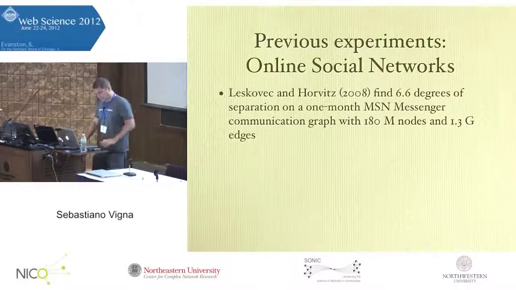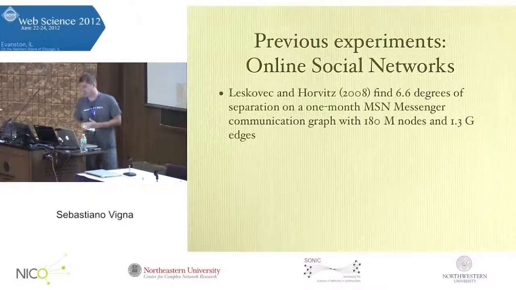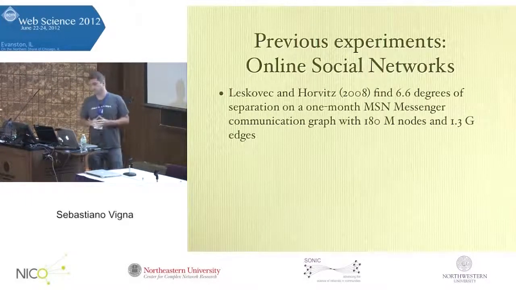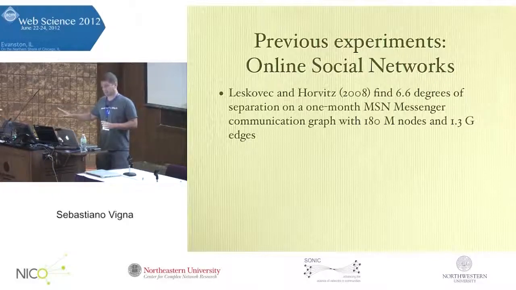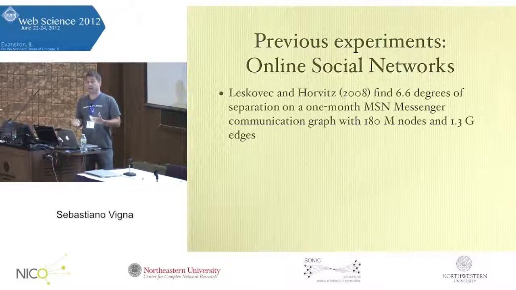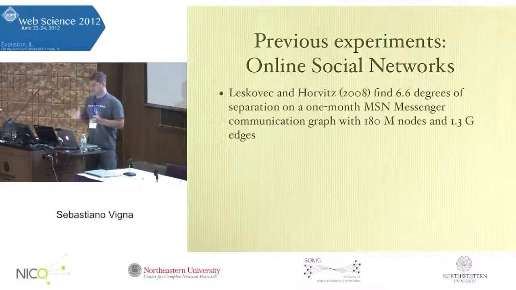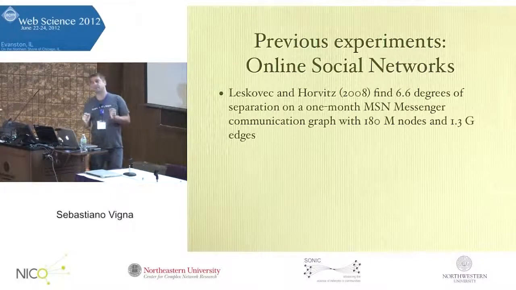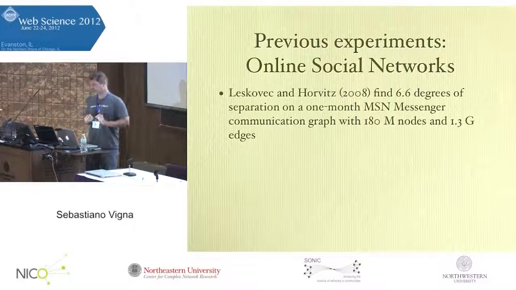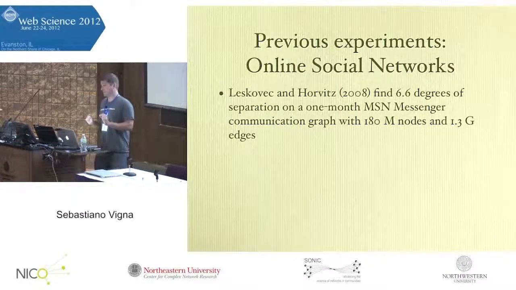Okay. Of course, we are not the first people doing this on social networks. Leskovec and Horvitz found 6.6 degrees of separation, so distance 7.6, on a communication graph of Microsoft Messenger. So it's 100 million persons which have a link between them if they communicated within the last month. You get 1.3 billion edges. Notice it's very sparse. It's like degree 7, okay?